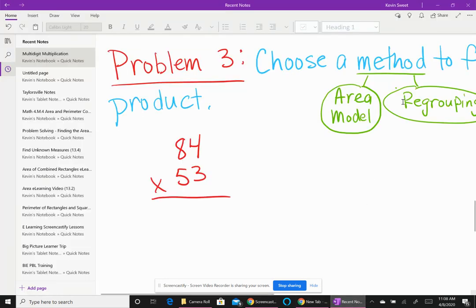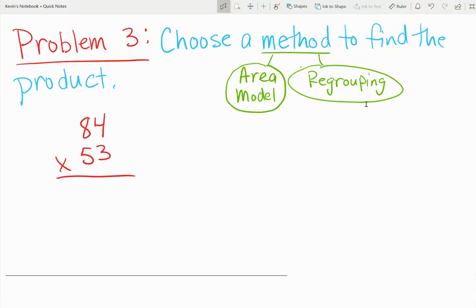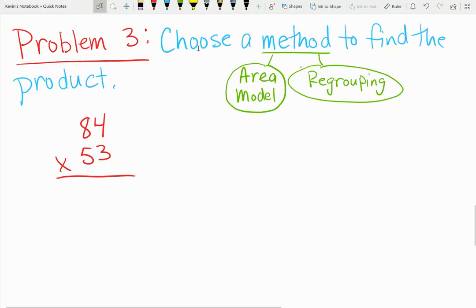Welcome back, 4th grade. I am almost at my 15-minute mark. This has to go quick. So problem 3, choose a method to find a product. Same thing. Pause the video now and answer on It's Learning.